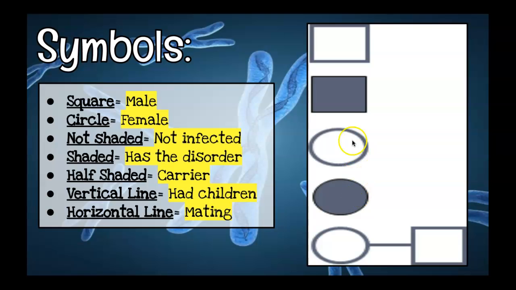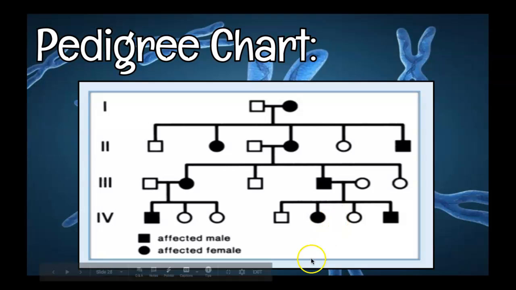If you ever see a shape that is half shaded, then that would mean that they're a carrier of the trait, that trait is genetic and that it's recessive, and so it's just carrying that recessive trait, that they didn't end up with it, but they carry it. That would be half shaded. A vertical line, which is a line up and down, means that they had children, and a horizontal line means that they've mated. So if you go back and look at this, here the horizontal line means that they are married. Your vertical line with the bracket means that they had kids. Okay, so that's how you look at that.